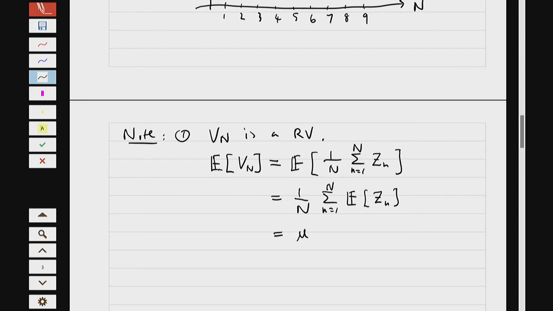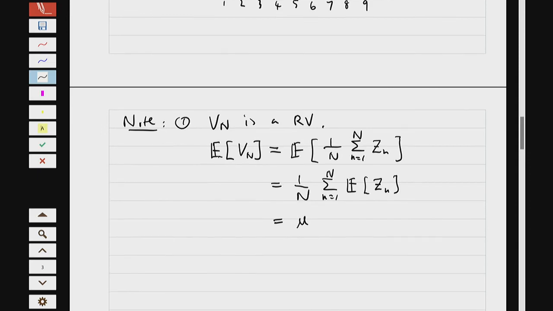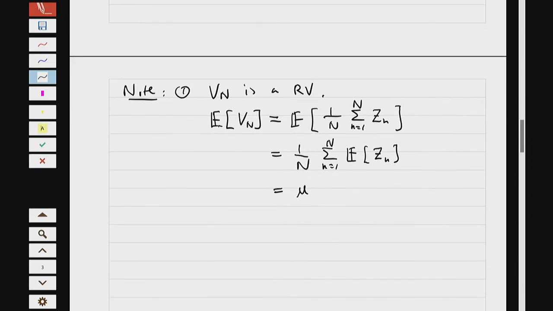We are trying to use Vn to estimate mu. It's good, because that means that Vn is centered around this mu. So you don't want the expected value of Vn to be not equal to mu. And there's a name for this property, called unbiased. So Vn is an unbiased estimate of mu.